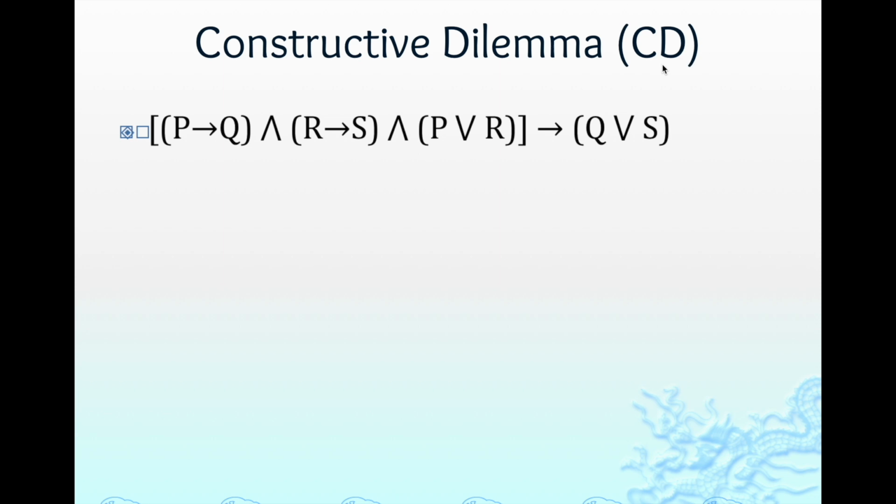Constructive dilemma, abbreviated as CD. This one is a bit difficult to understand, and this rule can be proved by natural deduction. But I haven't talked about what natural deduction is, so I may leave the proof to later videos. For this rule, if you know that P implies Q and R implies S, and you know that P or R is true, then you can conclude that Q or S is true.